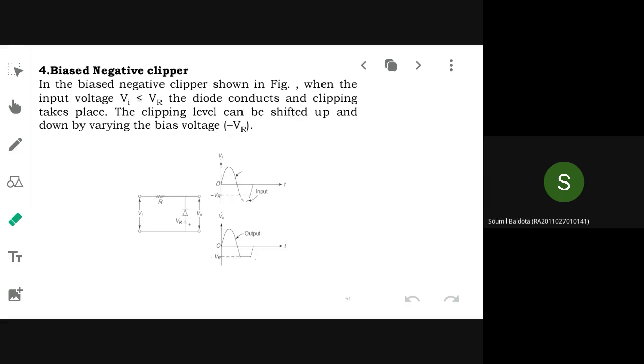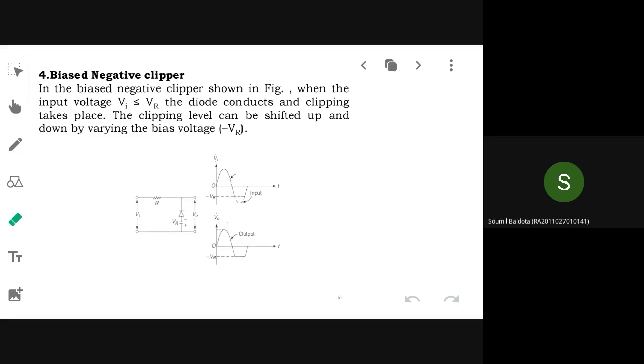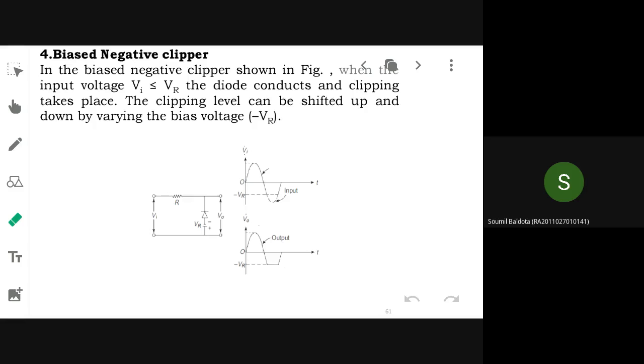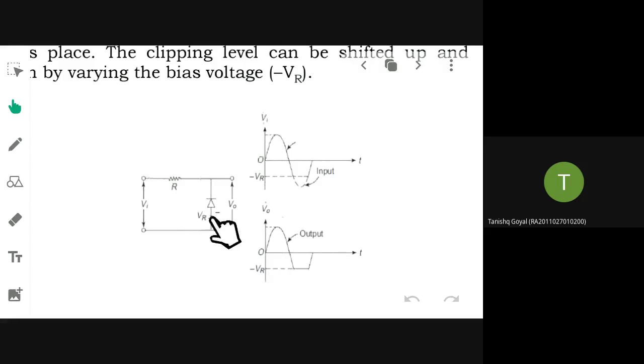Here you are having what type of circuit? The title is also given now here. It is a negative biased clipper. Originally, without this V reference, you would have this circuit as a negative clipper. Now one extra addition you have made here: you have added a negative VR, with minus here and plus here. If you give such a connection, that will become a biased negative clipper, and you refer to the waveform.